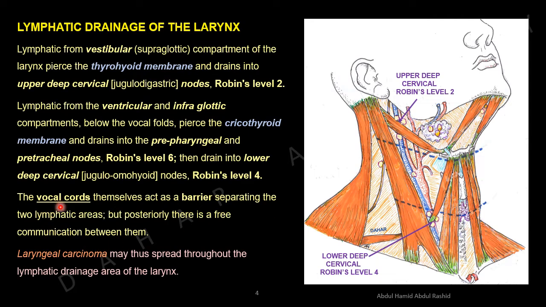The vocal cords themselves act as a barrier separating the two lymphatic areas, but posteriorly there is a free communication between them. Therefore, laryngeal carcinoma may spread throughout the lymphatic drainage area of the larynx.